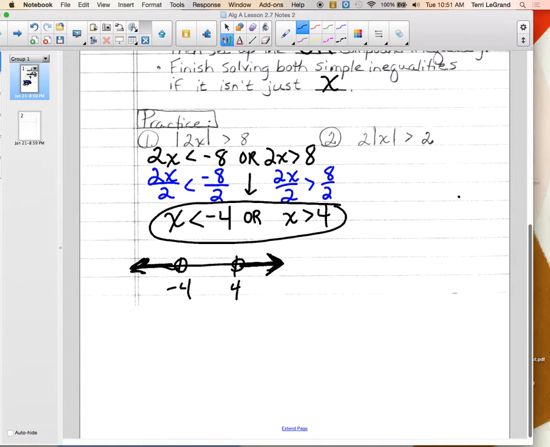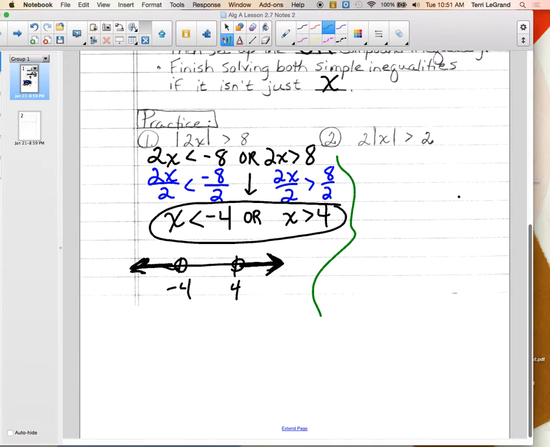Okay, so any questions on that one? Okay, what should we do in number 2? What do you think we should do? Same thing? Something different? Is the absolute value expression by itself?